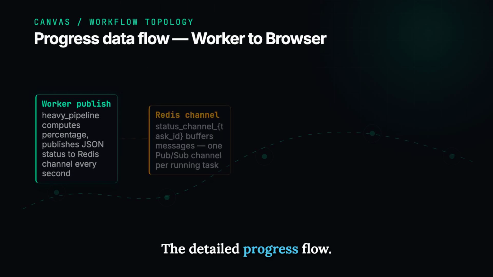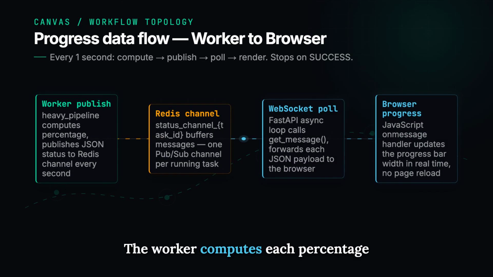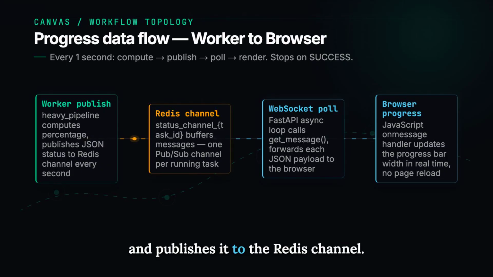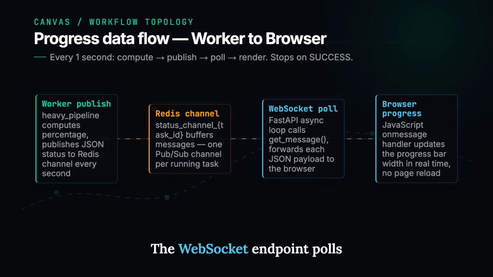The detailed progress flow. The worker computes each percentage and publishes it to the Redis channel. The WebSocket endpoint polls asynchronously, receives the message, and forwards it to the browser client. Client-side JavaScript updates the progress bar in real time without reloading the page. The entire pipeline is non-blocking. FastAPI returns the task ID instantly, and the WebSocket pushes continuous progress until completion.